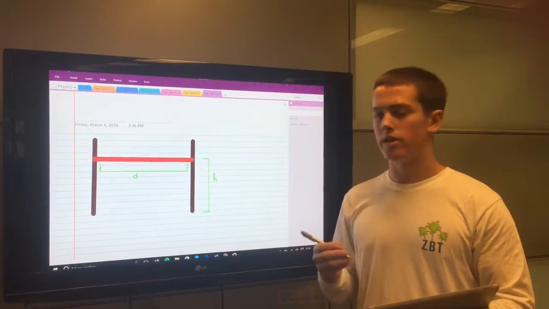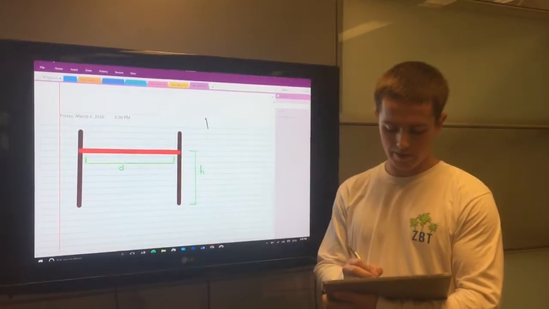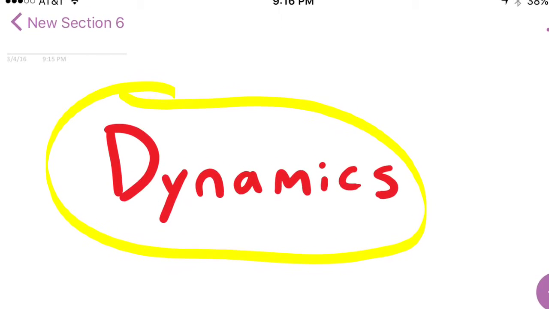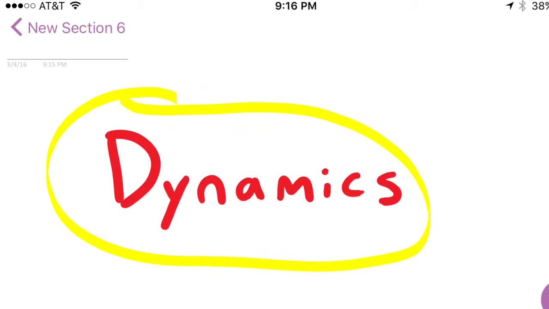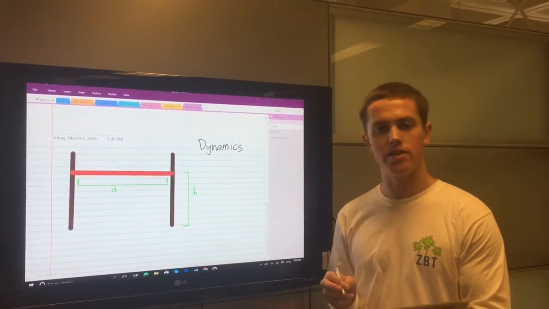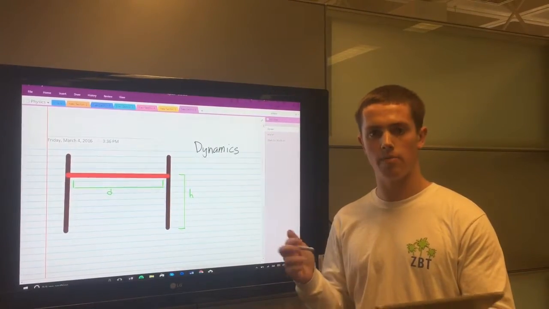The lens that we're going to use for this project is the dynamics lens. This is because we have an object in static equilibrium and we are analyzing the forces acting on him and the objects around him.